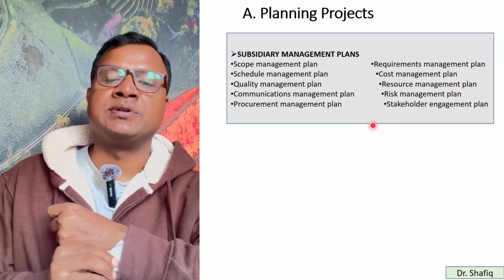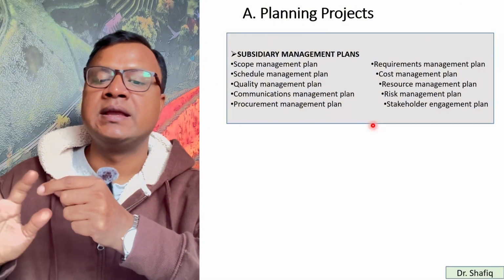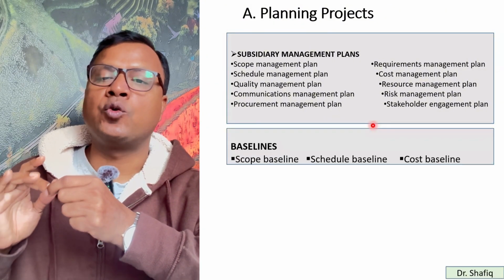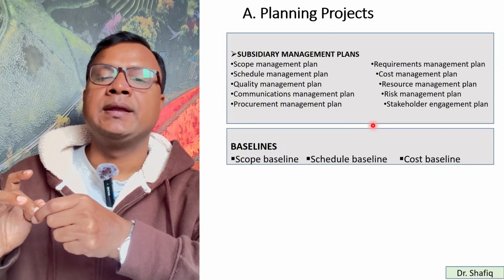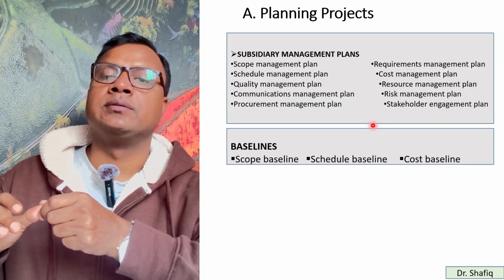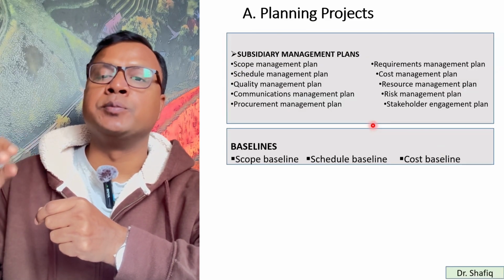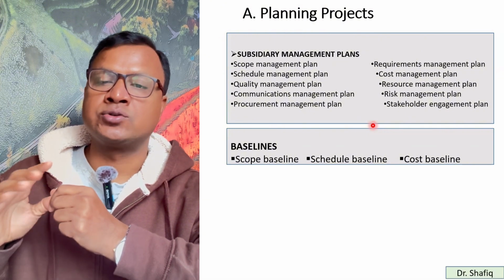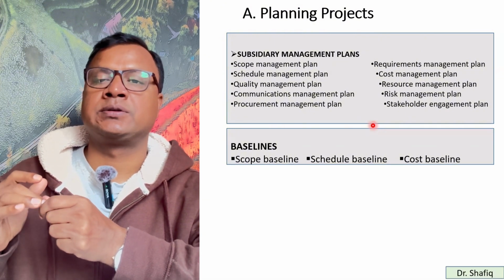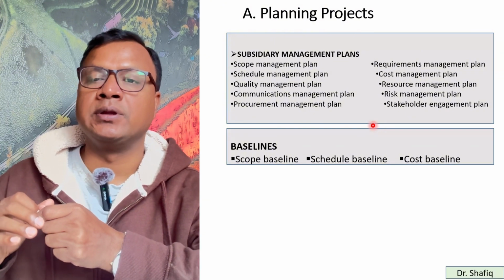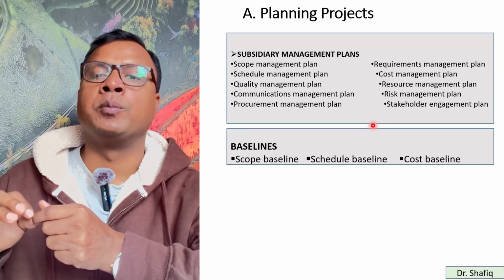And also we have three baselines: scope baseline, schedule baseline, and cost baseline. When we call it a baseline, it means the minimum approved scope or schedule or cost. So it is approved by the authority, either by the sponsor or by the product owner.